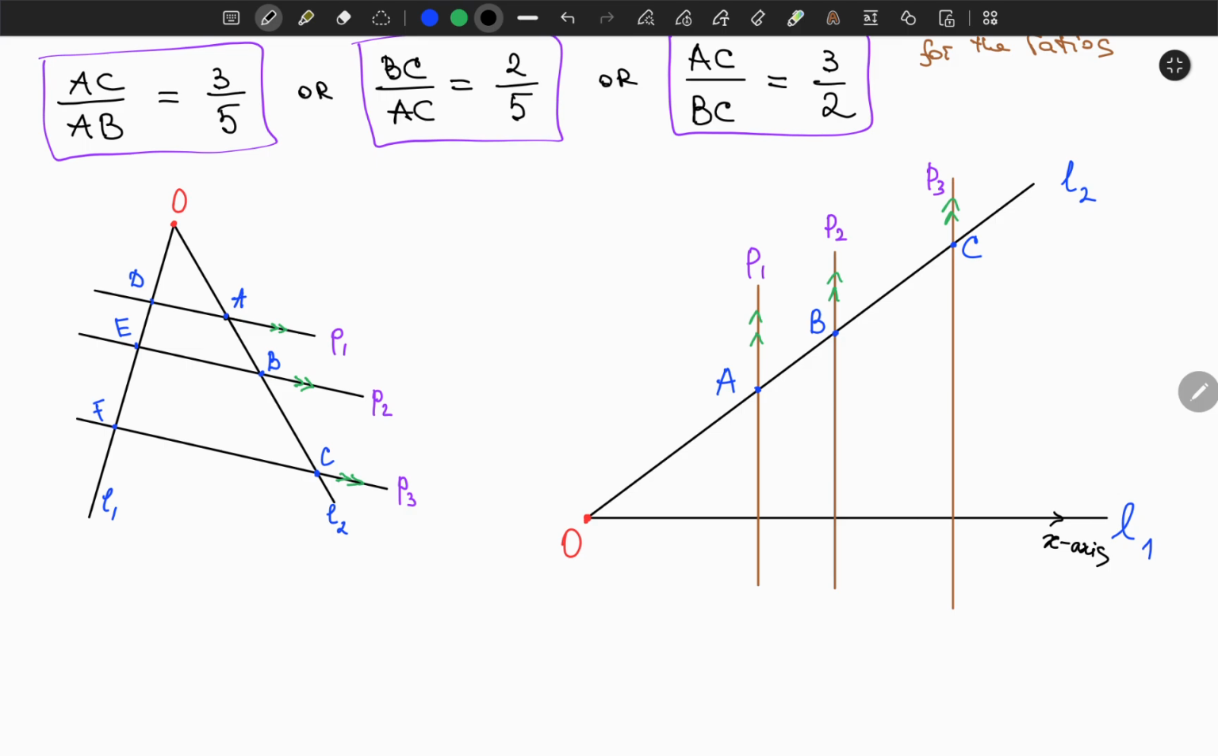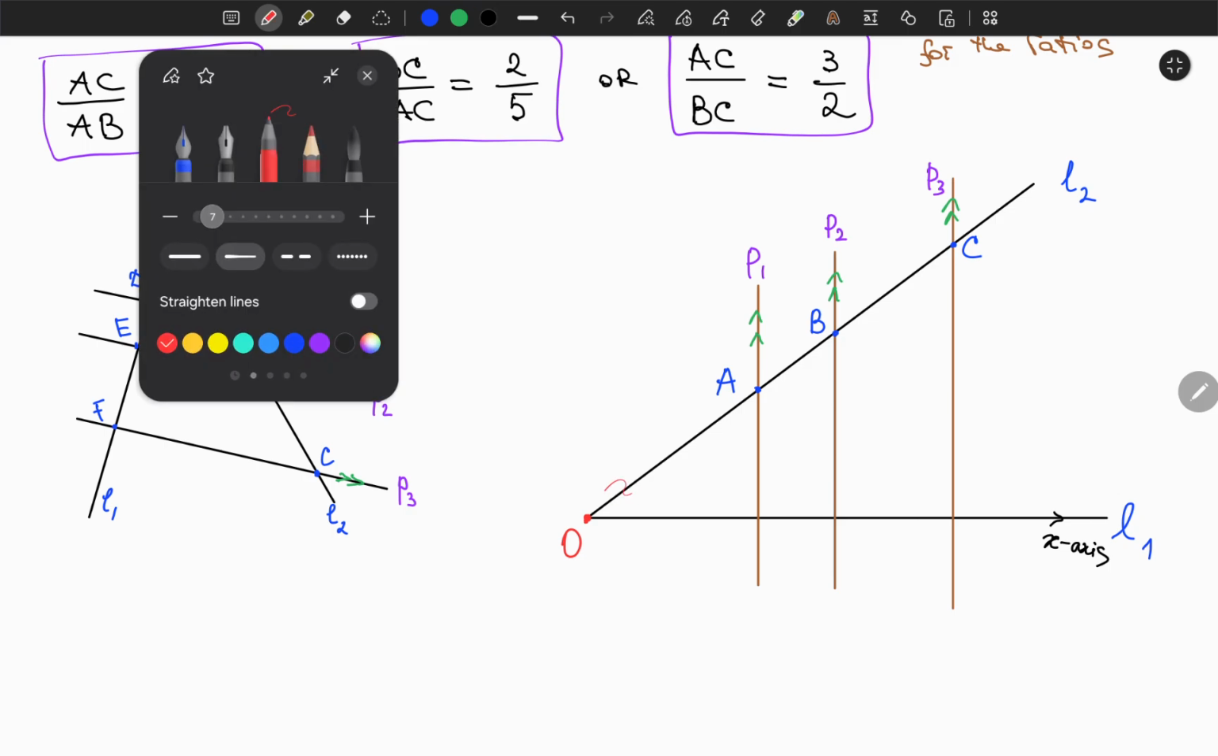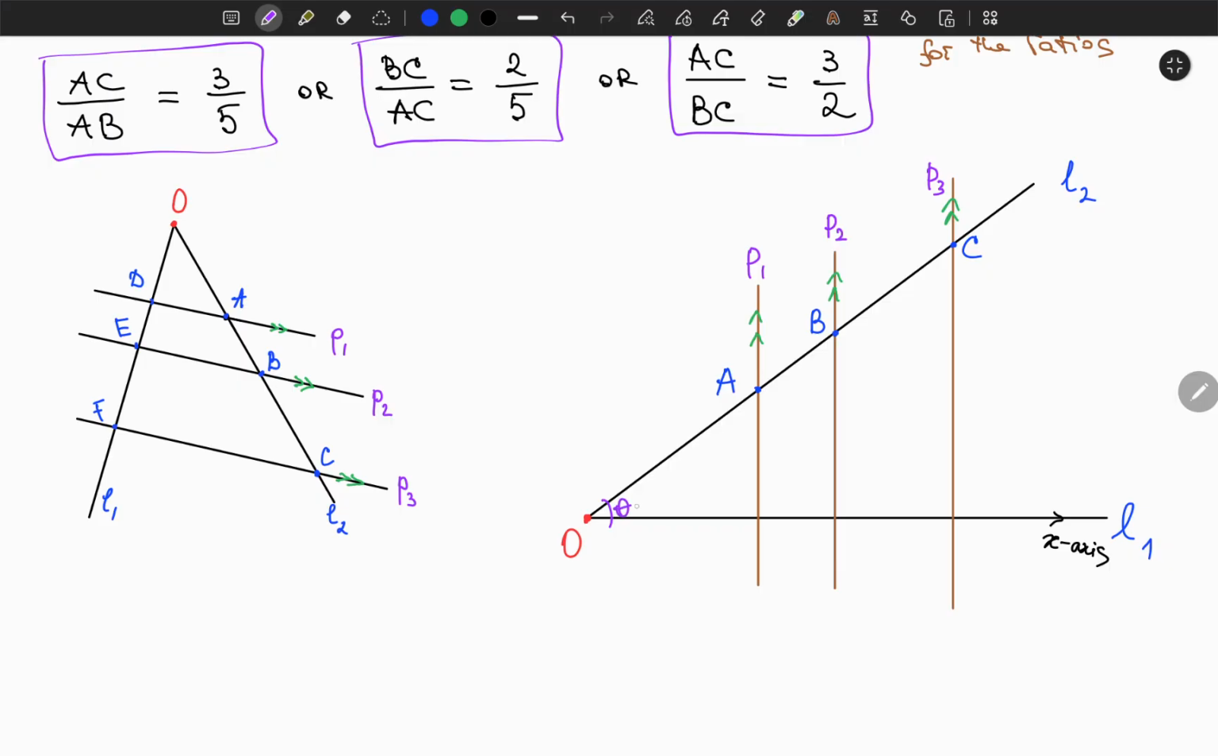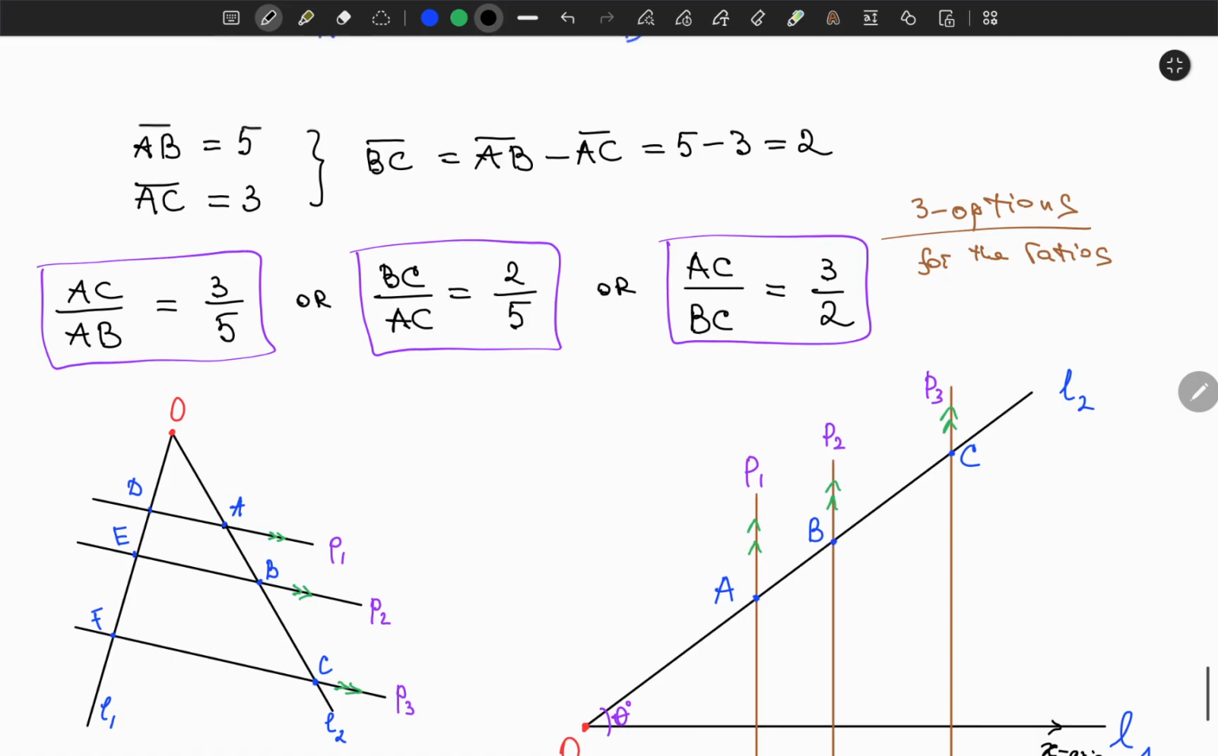Line 2, in our case, because it's taken under any angle, let it be angle theta, any angle. We know from the previous video that if this is theta, this is some other angle, and this angle over here is congruent to that, and so on. Also this is congruent to those angles. But we're not going to talk about the angles right now. We're talking about the ratios.